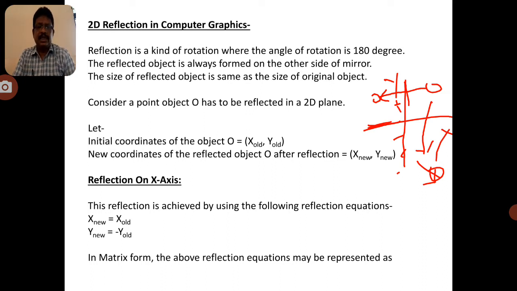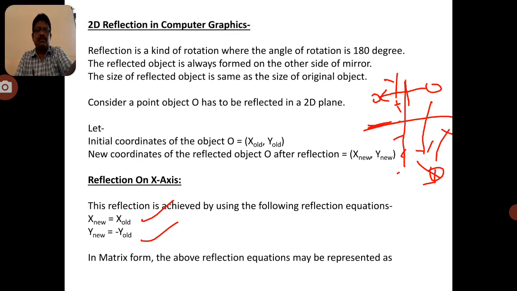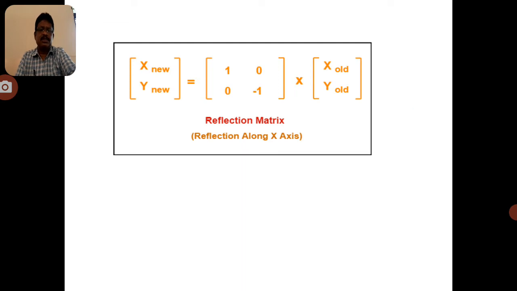So for reflection on the x-axis, x new equals x old. Whatever new object is derived, the same x value is displayed. But for the y value, y new equals minus y old, because the negative sign is applied to the y value. Similarly, this is the notation in matrix form.